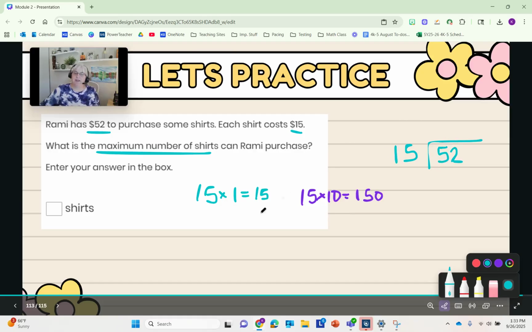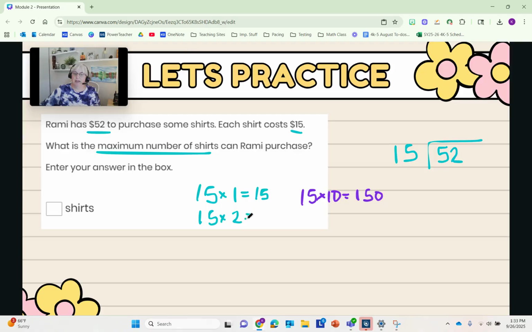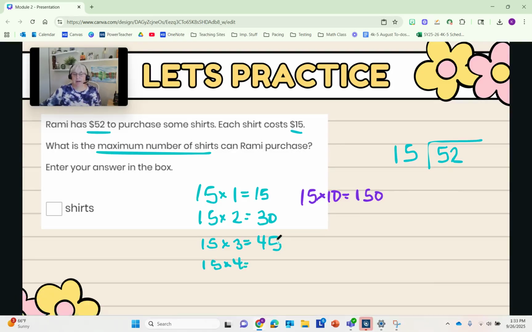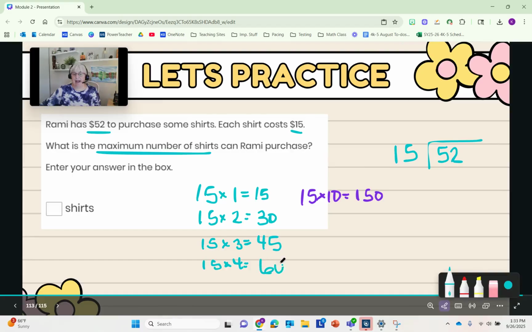So I'm looking at 52. Well, 15 times 2, I'm pretty good at my 15 facts. 15 times 2 is 30. 15 times 3, well, that would be 30 plus 15 more. That's 45. 15 times 4, well, 45 plus 15 more. That would be 60. And we've just gone above our amount. So we know that we are going to be using the divisor 3.